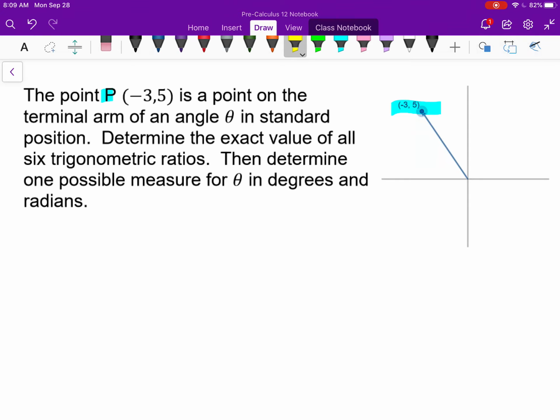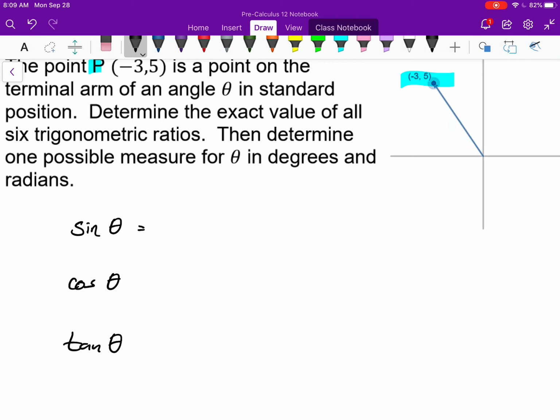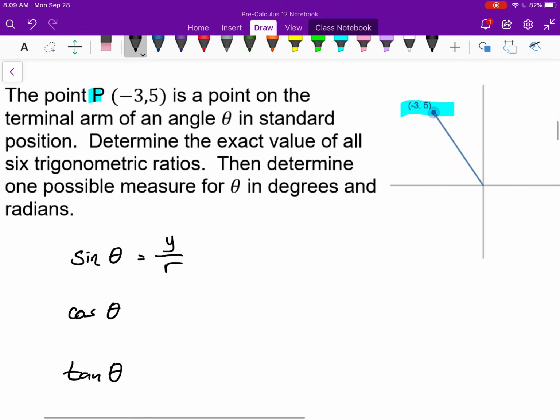All right, so if I want to find all 6 trigonometric ratios. So for example, I want to find the sine of theta, the cosine of theta and the tangent of theta. As well, I want to find the reciprocal ones, which I'll get to in a moment. So how do I do that? Well, the sine of theta, what is sine? In terms of an angle in standard position, sine is y over r, which stands for the y coordinate. And so I can see that's 5 right there.